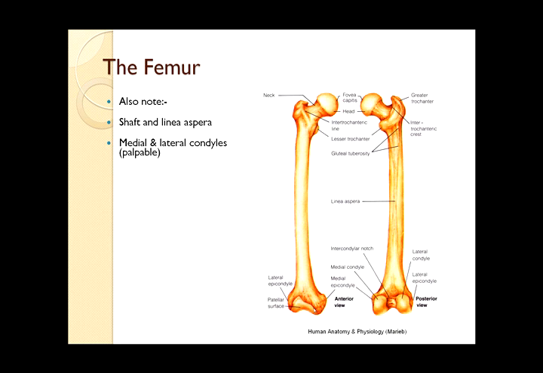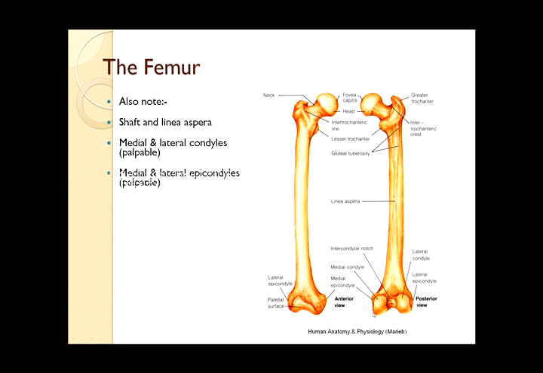But when we get down to the bottom end here, we get to two large masses of bone known as the condyles. There's the lateral condyle there and the medial condyle. These are two huge masses of bone. So again, there's the medial condyle, there's the lateral condyle. These are large masses of bone that form the articulation below with the tibia to form the knee joint.